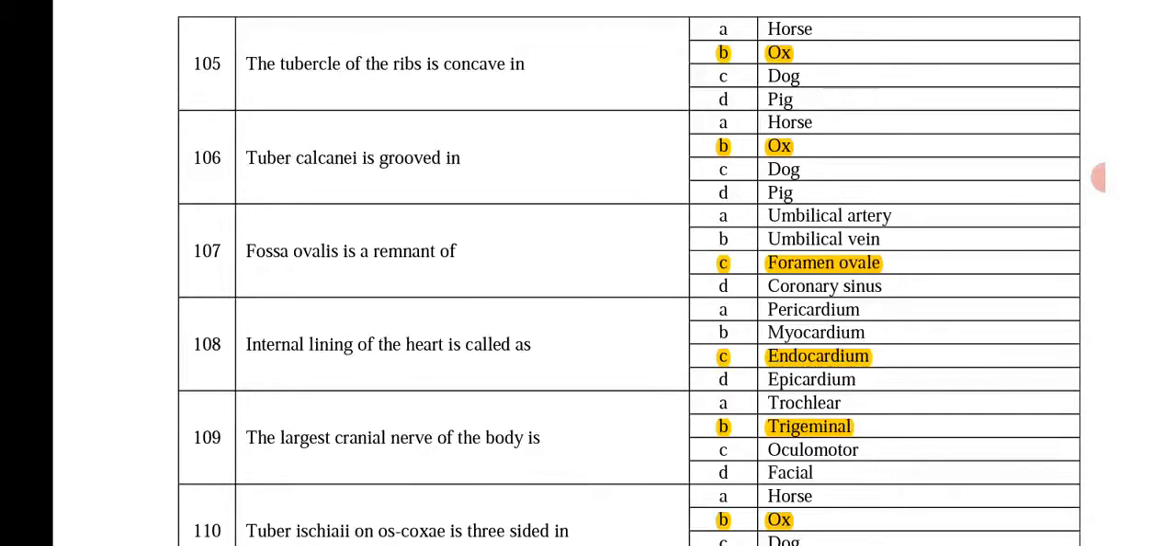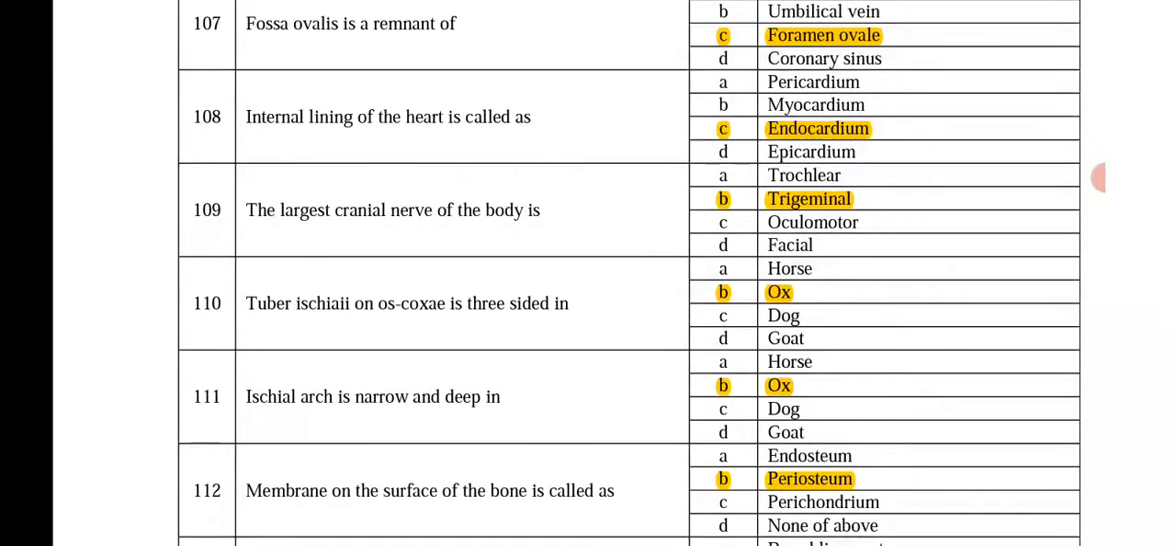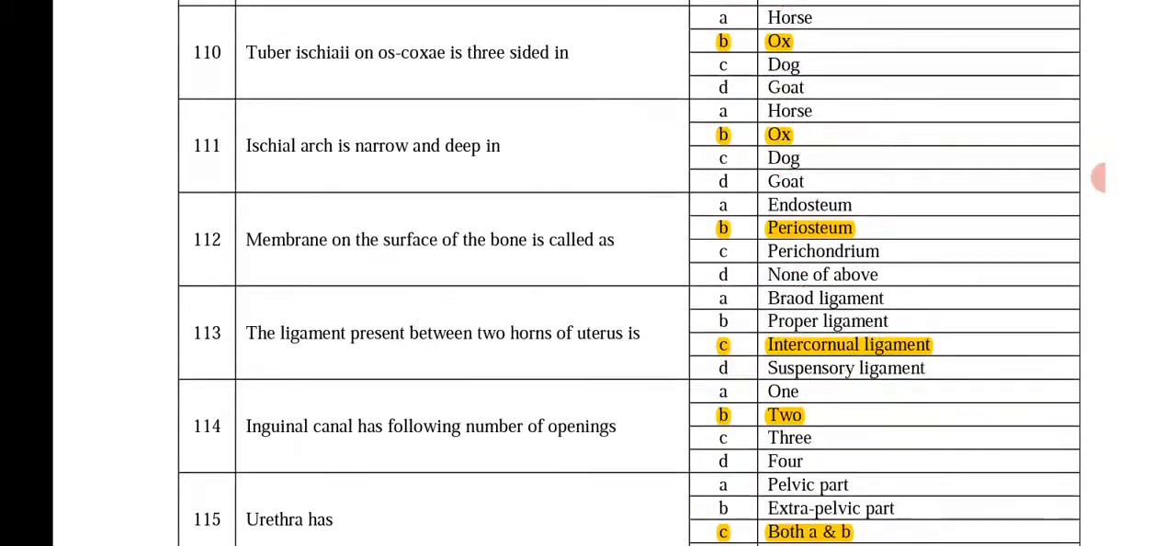The largest cranial nerve of the body is the trigeminal nerve. Tuber ischiae of os coxae is three-sided in ox. Ischial arch is narrow and deep in ox. Membrane of the surface of bone is called periosteum. The ligament present between two horns of uterus is intercornual ligament.